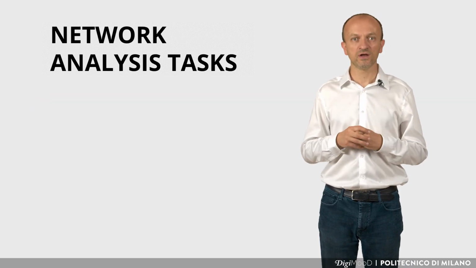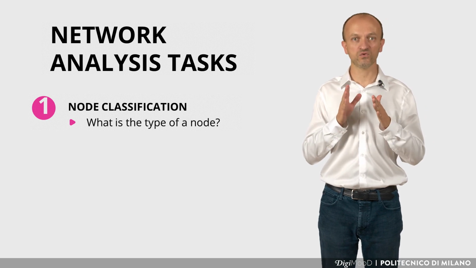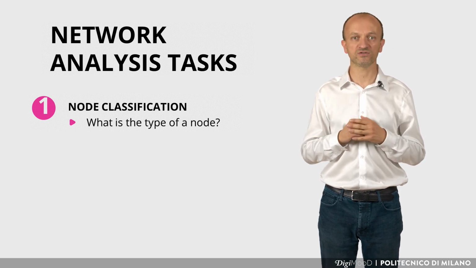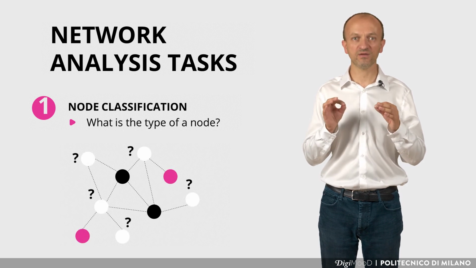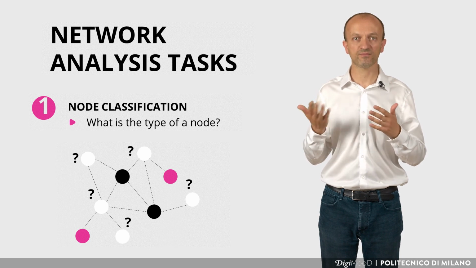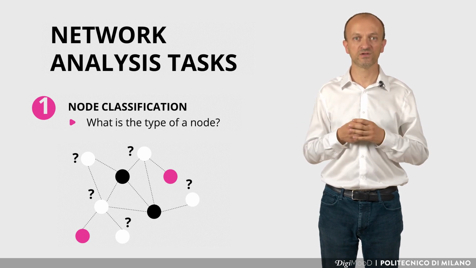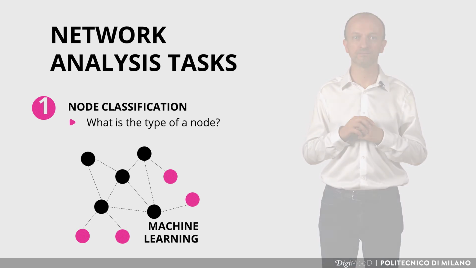For instance, node classification is the task aiming at deciding to what class a node belongs to. For instance, if the network represents people and their relations, we may know the sex of some people and not of others, so we want to automatically classify the remaining ones.